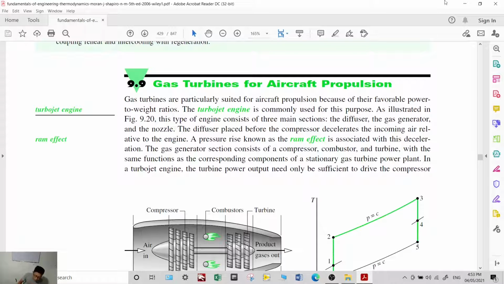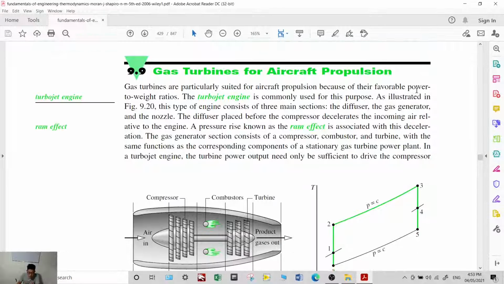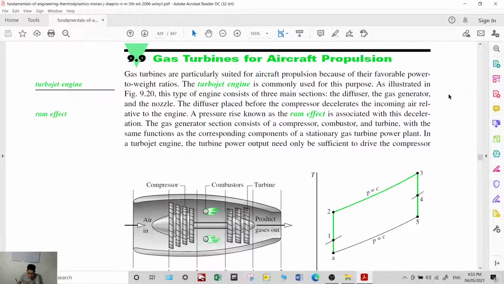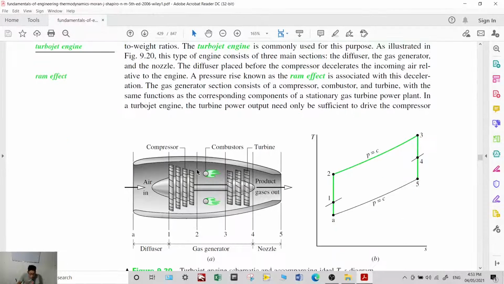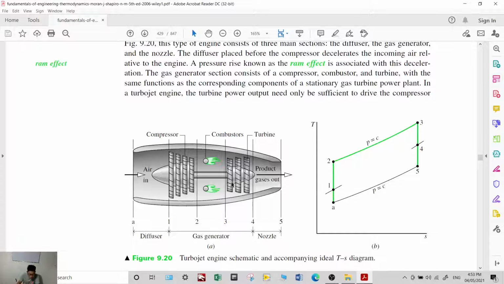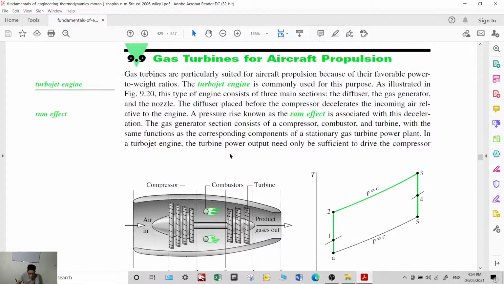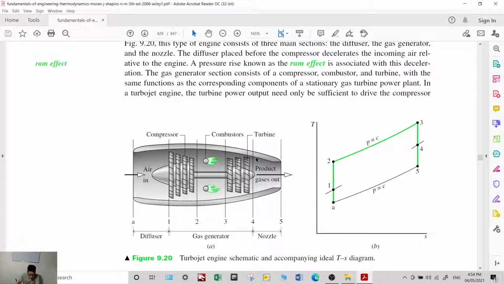Okay, so let's proceed with the gas turbines for aircraft propulsion. So for aircraft propulsion, basically this is just the same as the Brighton cycle. However, you have additional components. You have the diffuser and the nozzle, and in between is just the same sa components sa imong Brighton cycle. So you have the compressor, the combustor, and the turbines. So this is the turbojet engine, and these are the components.